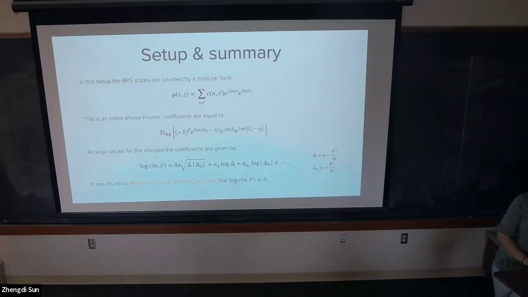But the punchline is that it was found by these people that the logarithm of these coefficients at large values of the charges is equal to the black hole entropy. And so our goal for today is to revisit this equality and to really understand where it comes from in terms of these coefficients A graph, A delta, and A delta naught.